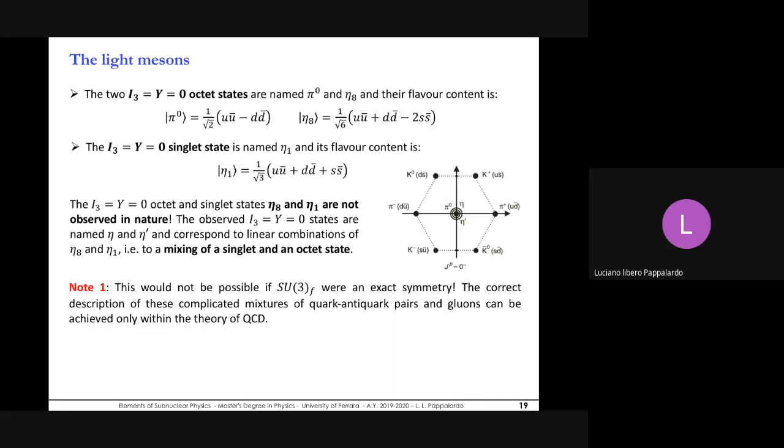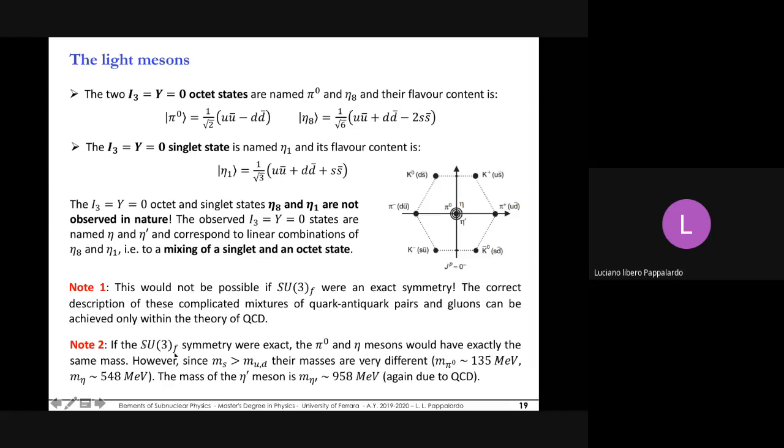Now, of course, mixing an octet state with a singlet state would not be possible if SU(3) were an exact symmetry. If this were exact, you can have any kind of transformation within the octet, but you can never mix an octet state with a singlet state. In fact nature does, and the reason is that the flavor symmetry is not an exact symmetry, for the reason that we've seen before. There is a huge mass difference between the strange quark and the up and down, so it is only an approximate symmetry. The correct description of these complicated mixtures of quark and antiquark pairs and gluons can only be understood in the framework of QCD, which is, of course, the gauge theory of the strong interaction. That came afterwards, after the formulation of the static quark model.